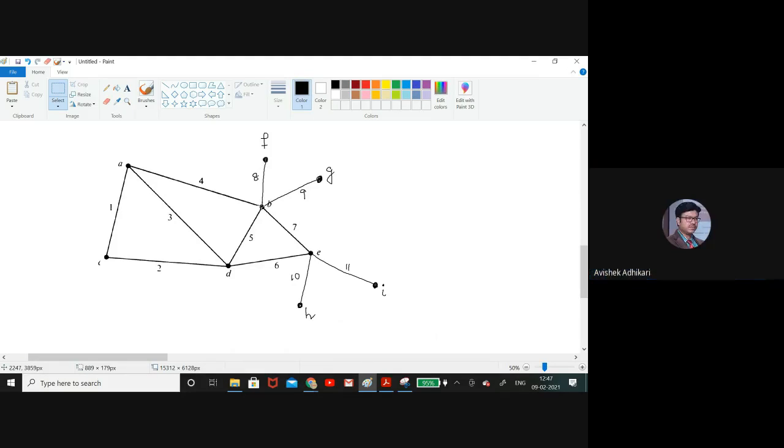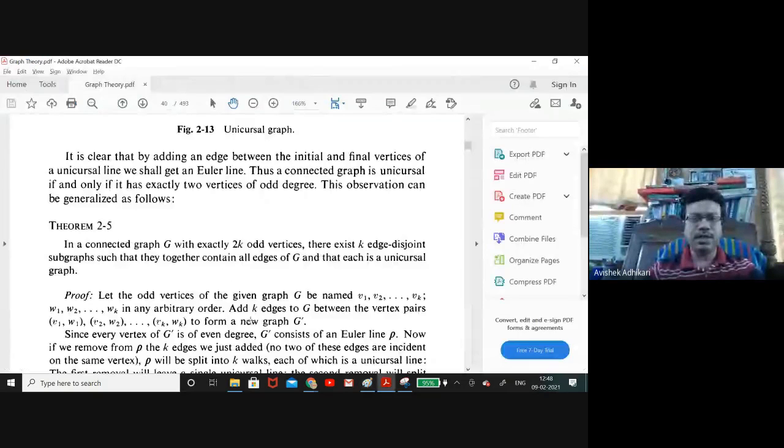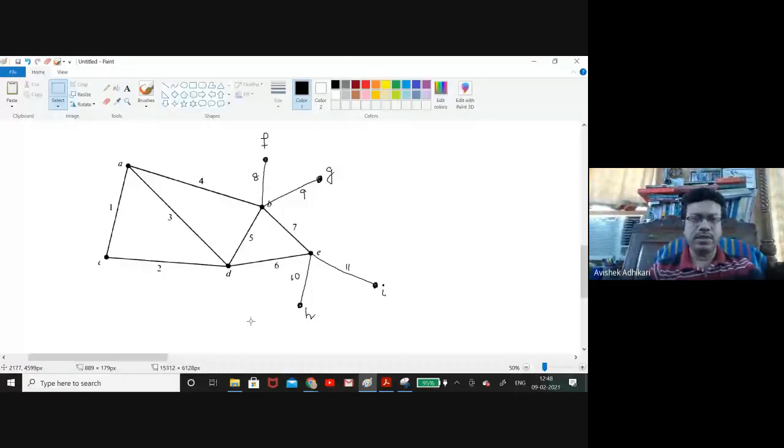Now let us try to explain this theorem statement. It says that in a connected graph, and of course this new graph is a connected graph, with exactly 2k odd vertices. Let us try to find who are the vertices having odd degree. So this is a vertex of odd degree, no doubt about that. This is a vertex of odd degree, this is a vertex of odd degree, this is a vertex of odd degree. 1, 2, 3, 4, 5.